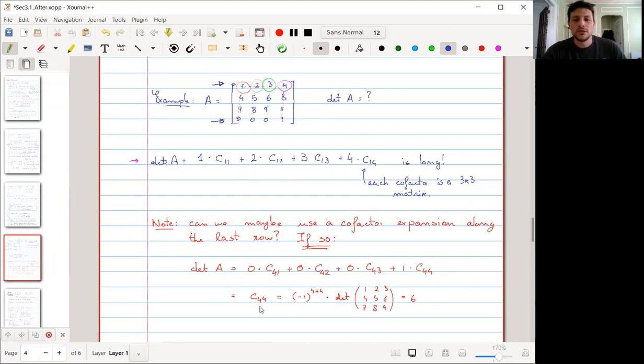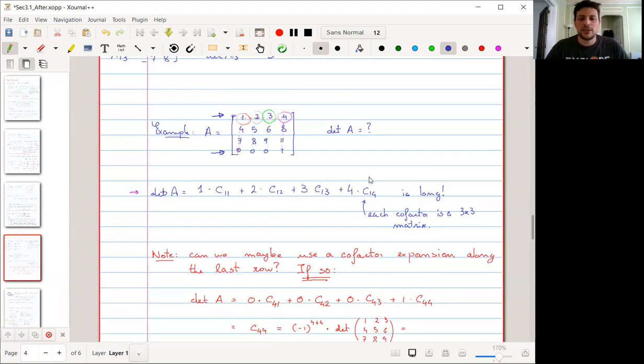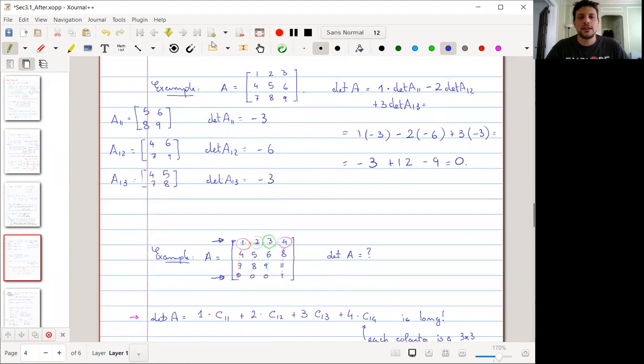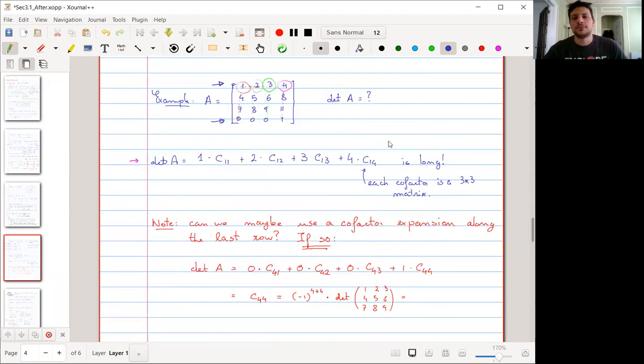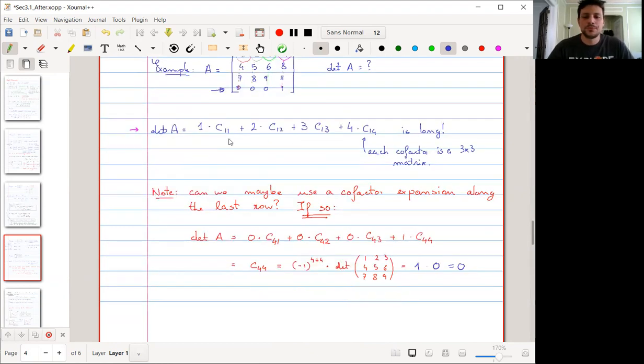Computing C44 is not that bad. By definition, it's -1 to the 4 plus 4 times the determinant of this 3 by 3 matrix. And by how I set things up, that matrix is exactly the matrix that we just computed. So this is 1 times 0, which is 0. And therefore, the determinant of the matrix A is also 0.